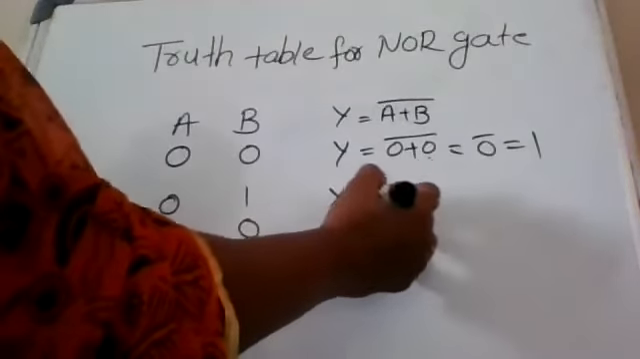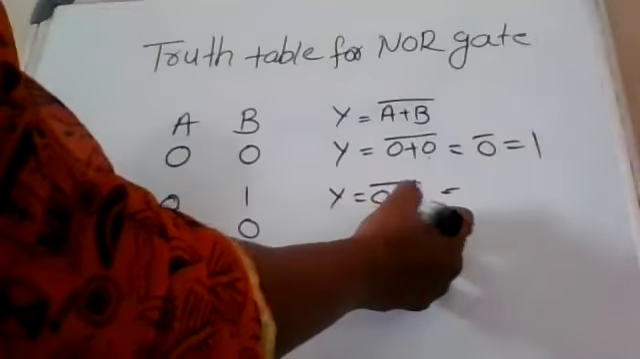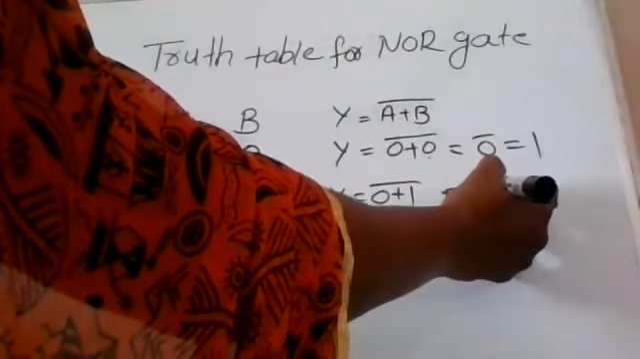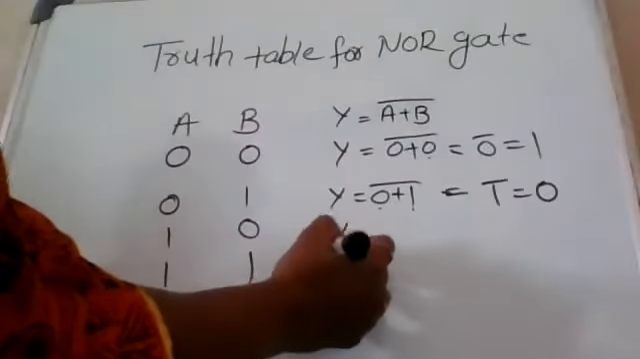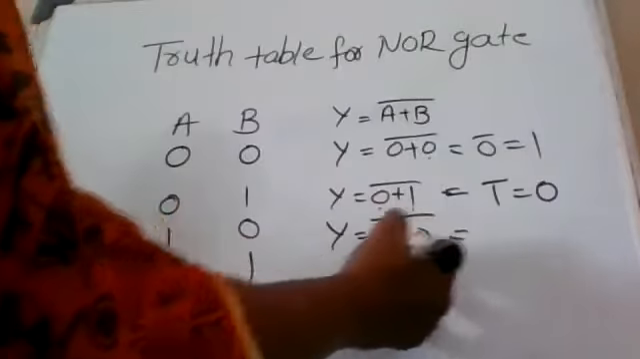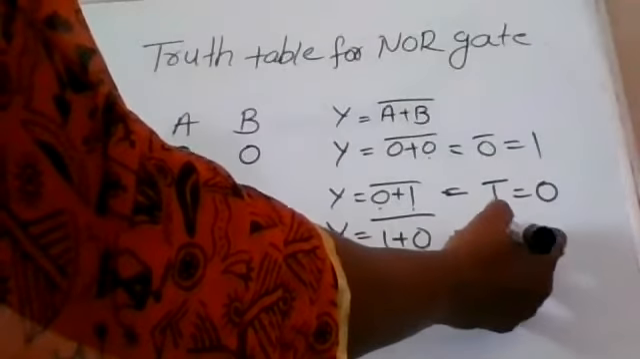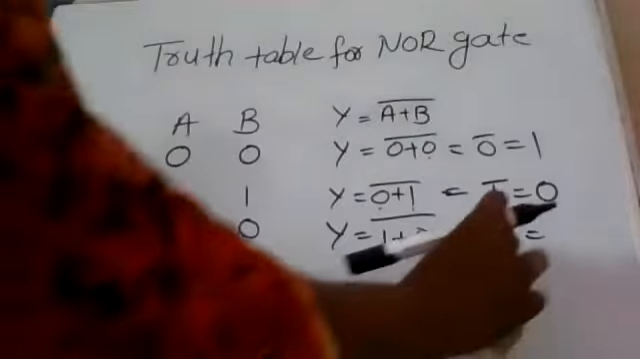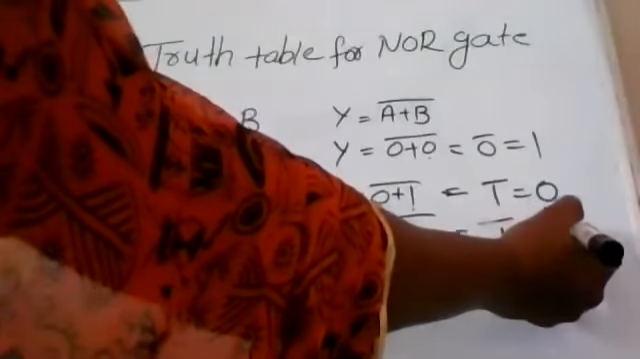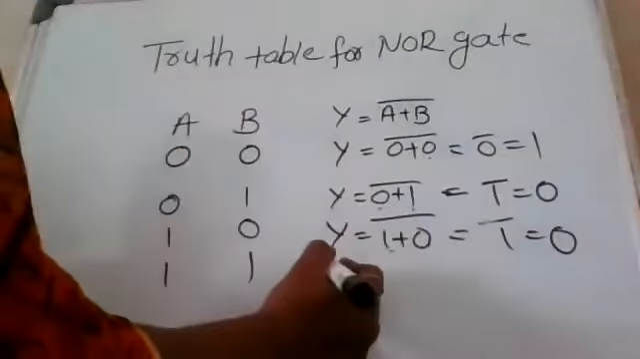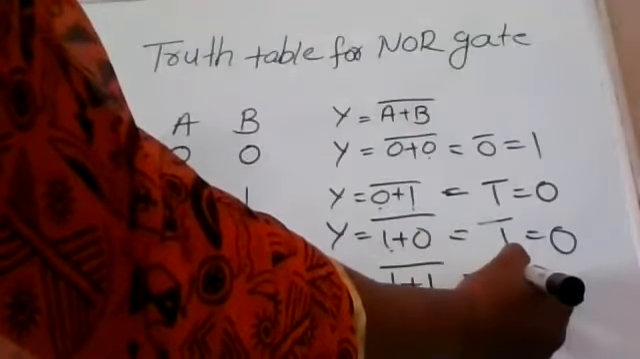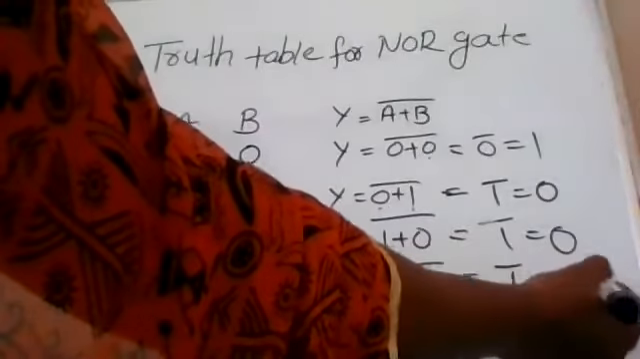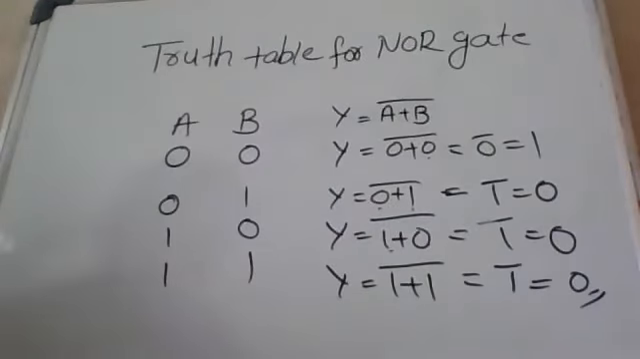Next, Y equal to 0 plus 1 complement. 0 plus 1 operation will give 1. 1 complement will give 0. Next, Y equal to 1 plus 0 complement. 1 plus 0 is 1, 1 complement is 0. Y equal to 1 plus 1 complement. 1 plus 1 gives 1, 1 complement is 0. This is the truth table for NOR gate.